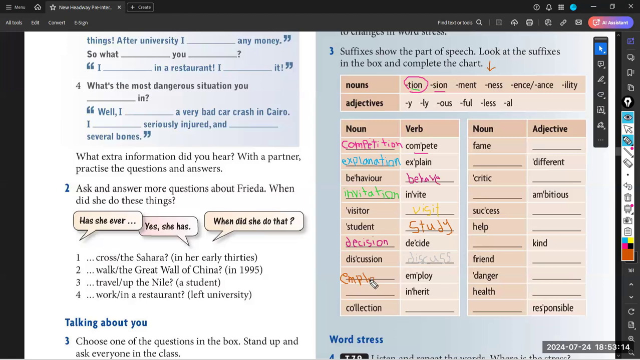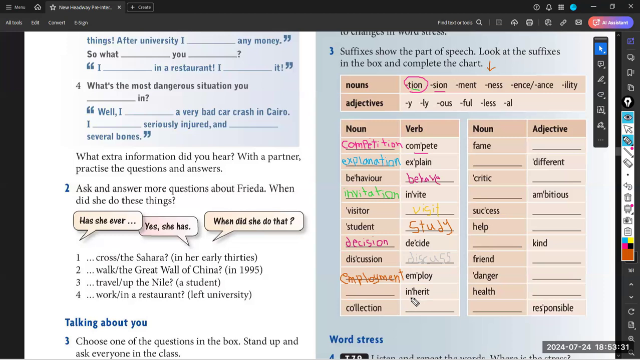Employment. So to employ someone, this is employment. Please, guys, you have to memorize these words because you need them in speaking and in writing.